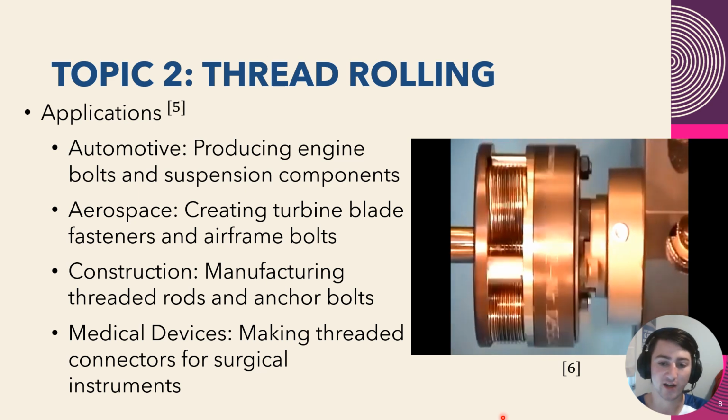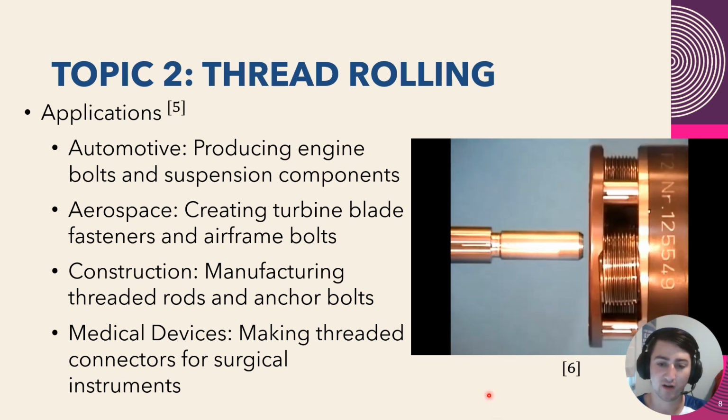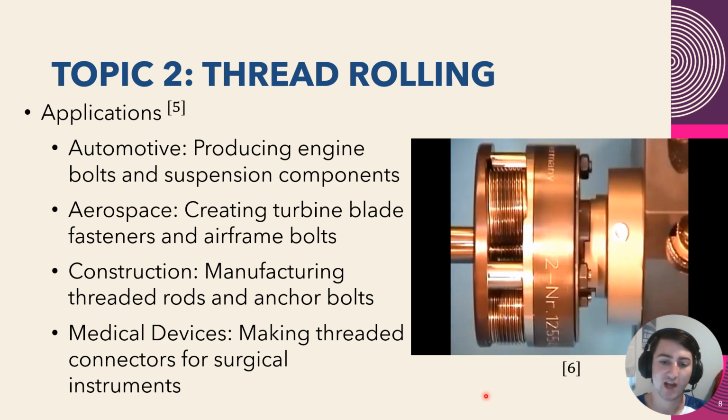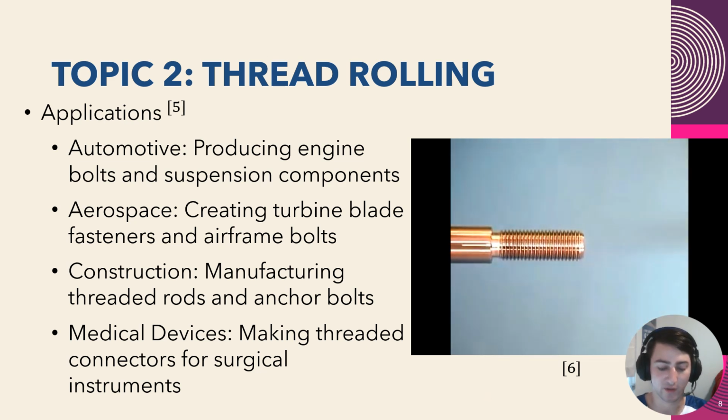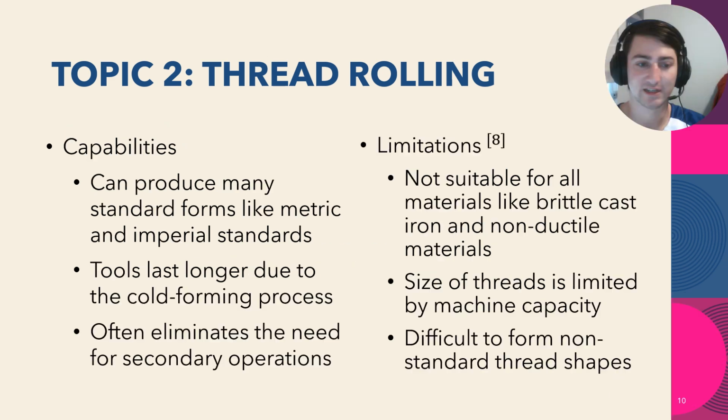Over here on the right, we can see the two dies moving on either side of this workpiece, and then when it pulls away, we see the threads. Why it's important: work hardened materials lead to increased thread strength. I talked about this earlier with how the grains stay consistent. It's much better than machining them. It results in smoother threads with fewer defects, as well as achieving tighter tolerances for thread dimensions.